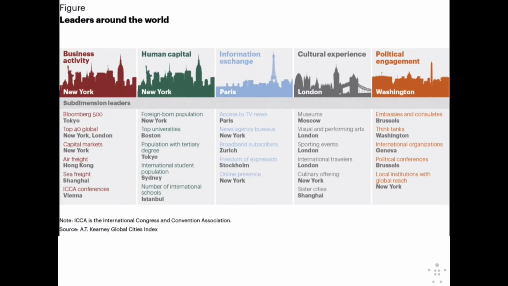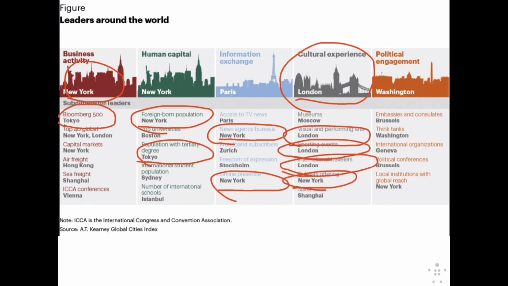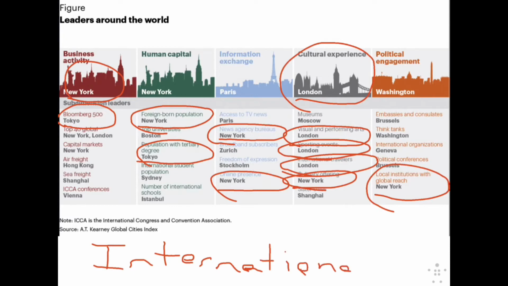It's hard to find a visual of this, but this map here shows you business activity. It shows you the leader being New York, but you've also got Tokyo, the human capital, almost your cultural aspect. Tokyo, New York. Your information exchange, New York, a couple of different sections of New York. Your cultural experiences, London, New York. Your political exchange, we've got New York. But your main thing that makes it a world city is you have international business centers focused here. That makes it a world city or a global city.